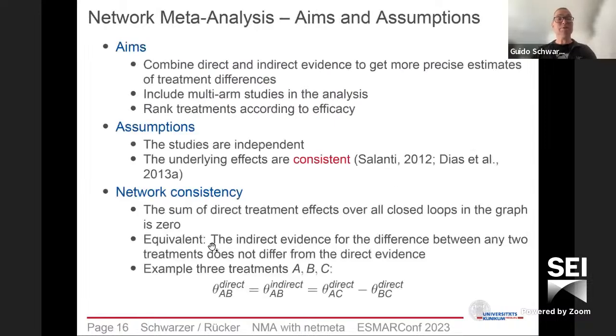An equivalent description of network consistency is to say that the indirect evidence for any difference does not differ from the direct evidence. Here is an example given for 3 treatments A, B, C. The direct effect of A versus B under consistency is the same as the indirect effect, which is one direct effect minus the other. There are methods to evaluate this consistency, but I will not go into detail on this today.